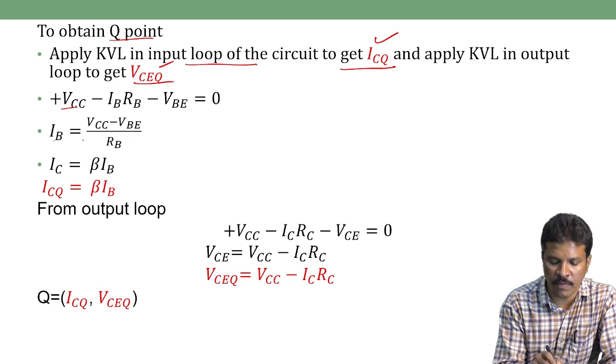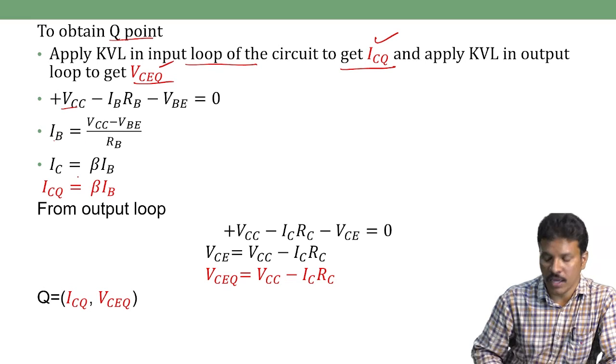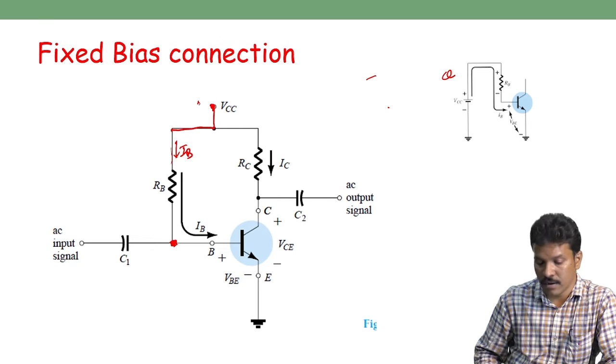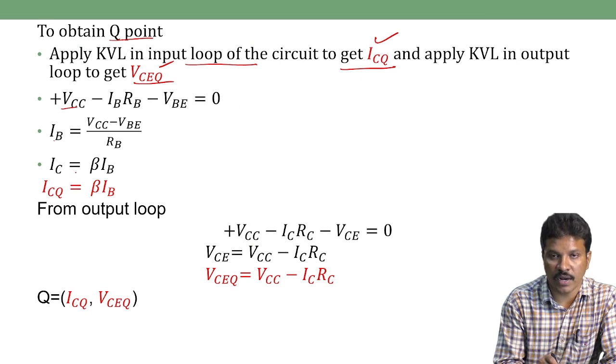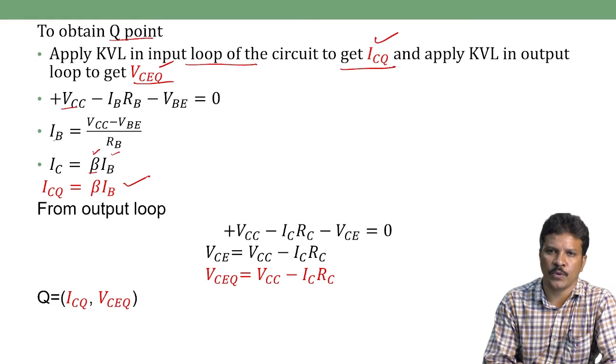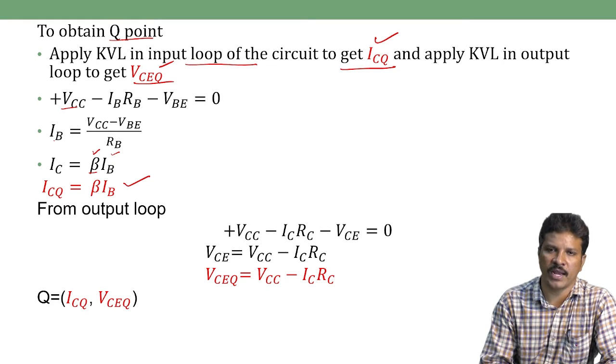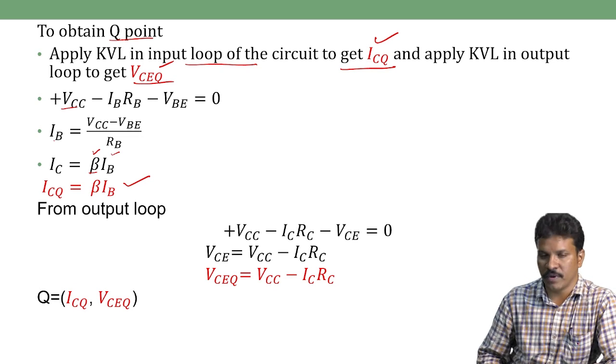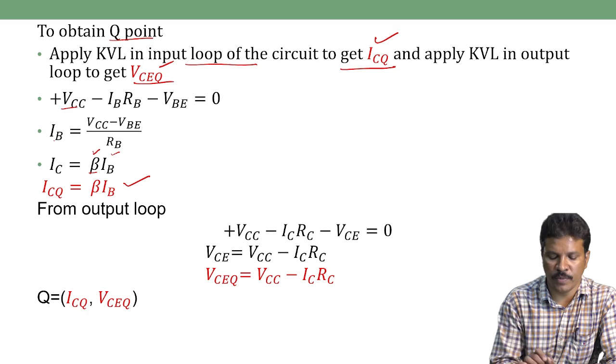Once we know the IB, each transistor has its beta current gain. So here, common emitter current gain beta. Once we have the beta and IB from the input Kirchhoff voltage law, we can get IC is equal to beta IB. That is called ICQ. This equation is helpful for finding the Q point for the problems given for the fixed bias. So ICQ is equal to beta IB.